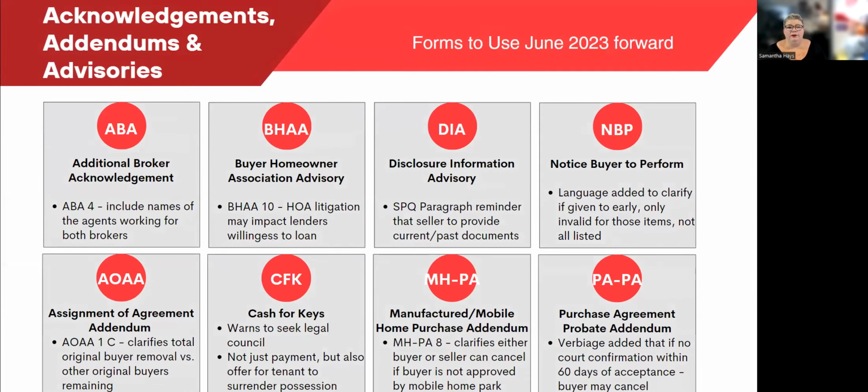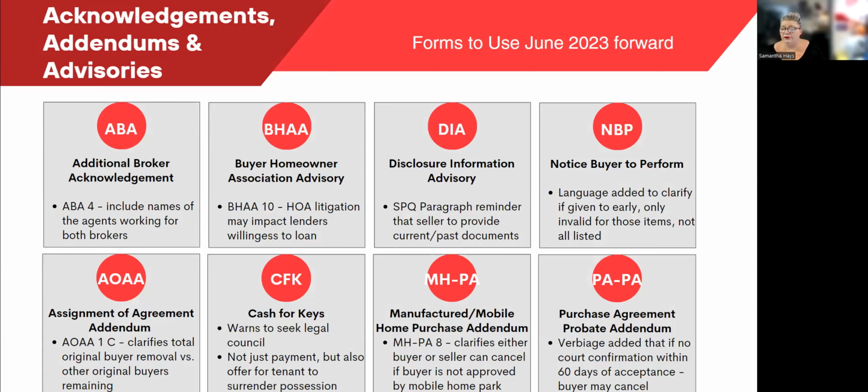And we have several acknowledgements, addendums, and advisories. There are little changes on everything. It's not major items. The additional broker acknowledgement is including the names of the agents, not just the brokerage. The AOAA is going to let you clarify if you are removing the original buyer, say the wife is being removed, or we're adding the husband. It's a clarification to make it a little bit easier. There's been some gray area about who marks which box and where, but it's really not too much of a revamp of the form.